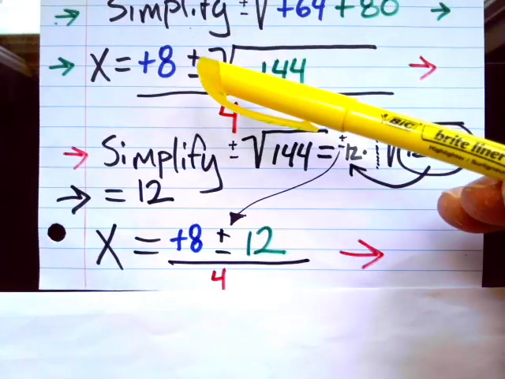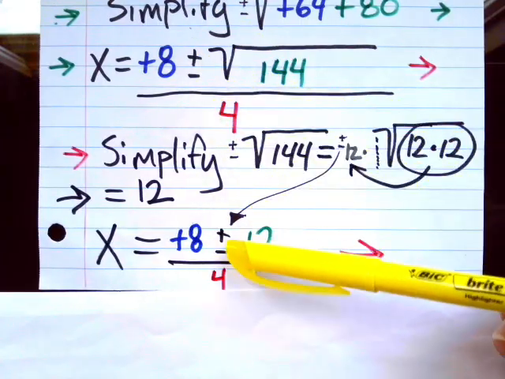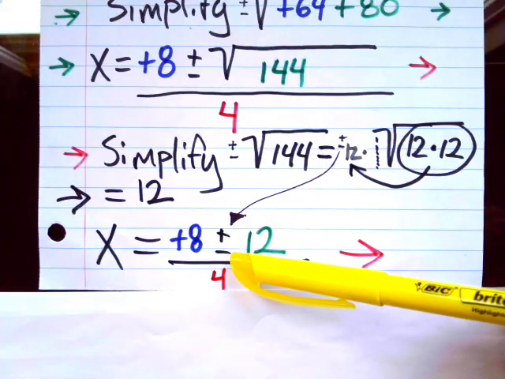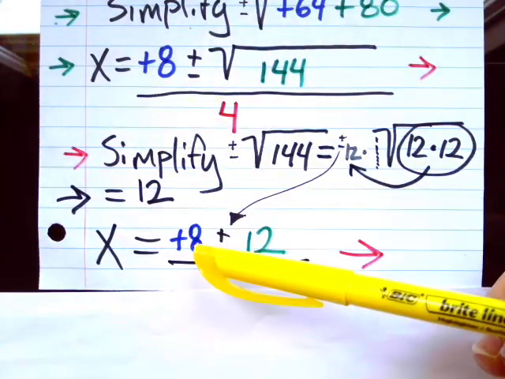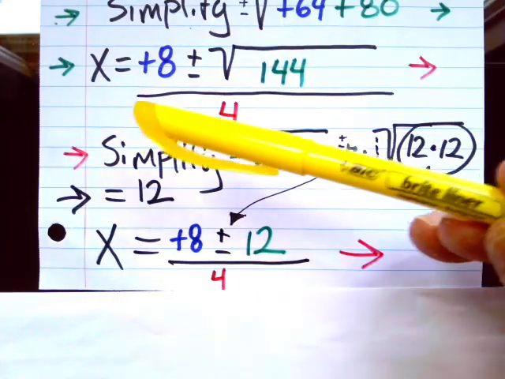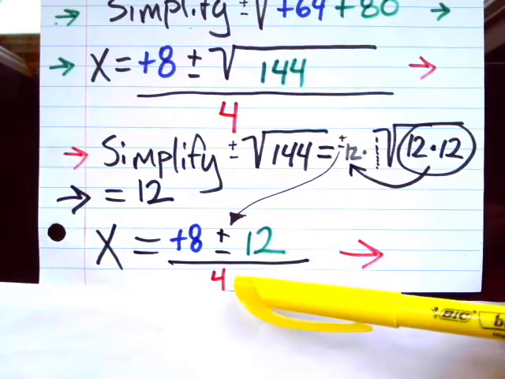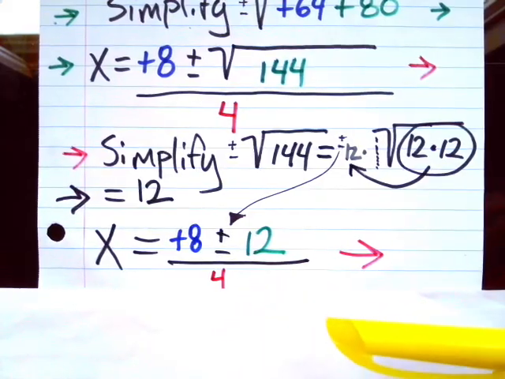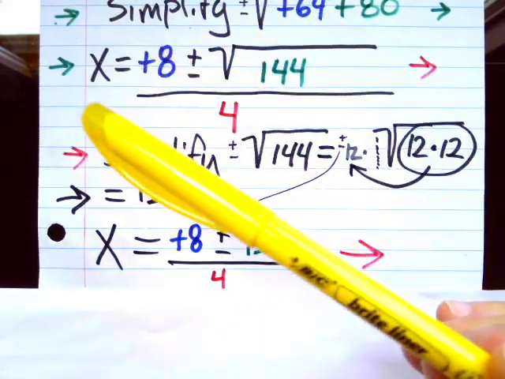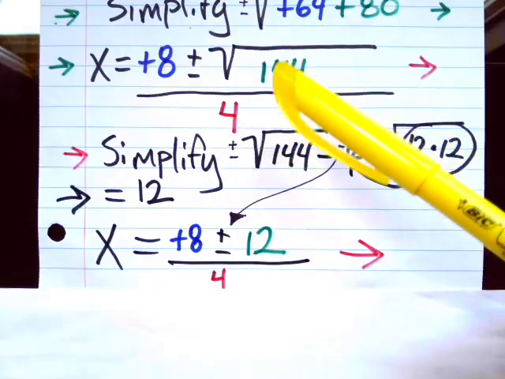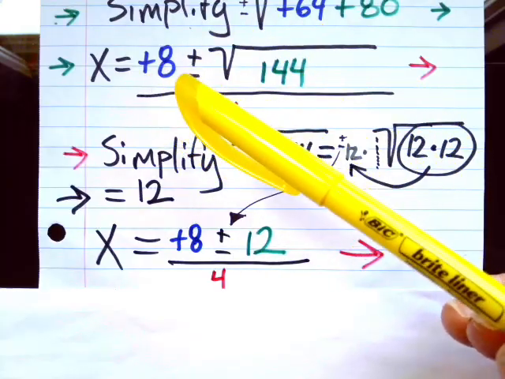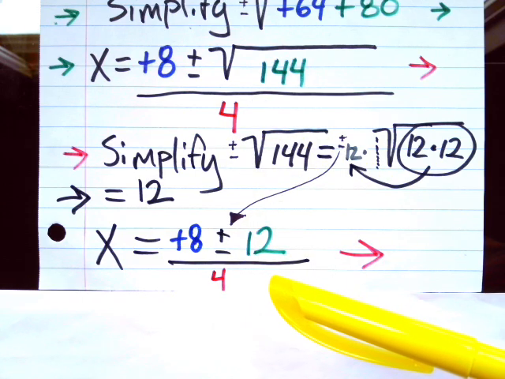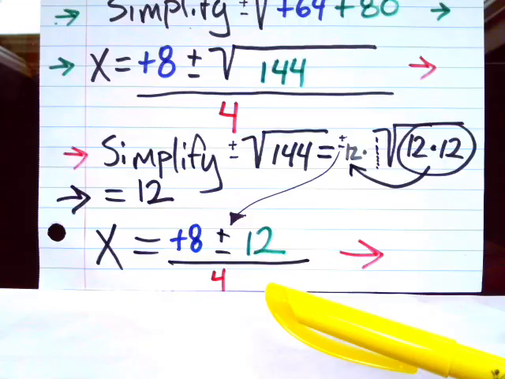The plus and the minus is here. That's what I want to show you. That plus and minus stays with that value of 12. I have positive 8. I'm going to rewrite that. And it's all over the value of 4. So we have simplified this term here. I just pulled out a positive 12. So 8 plus or minus 12 divided by 4, as you can see here.